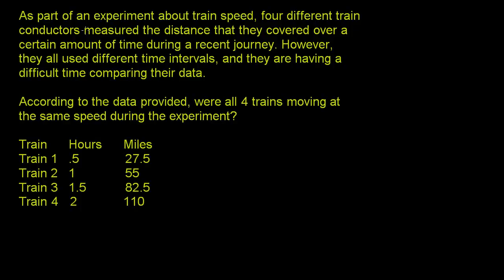We're told that as part of an experiment about train speed, 4 different train conductors measured the distance that they covered over a certain amount of time during a recent journey. So it looks like these are the 4 trains. This is how long it took them to go this many miles. However, they all used different time intervals.